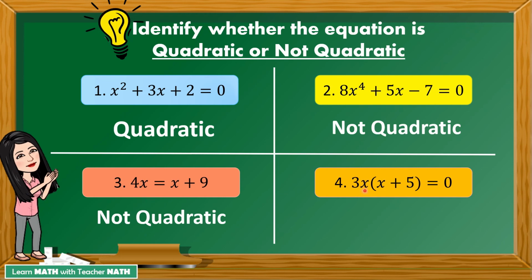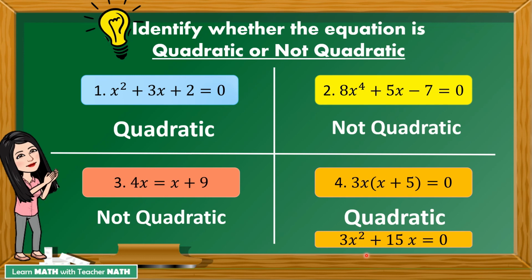Last, we have 3x multiplied to the quantity x plus 5 is equal to 0. Is this quadratic or not quadratic? Very good. That is quadratic. Because if we're going to multiply 3x to the binomial x plus 5, it will be resolved to 3x squared plus 15x is equal to 0. This is a quadratic equation, but lacking on the constant term. But it's considered a quadratic equation.